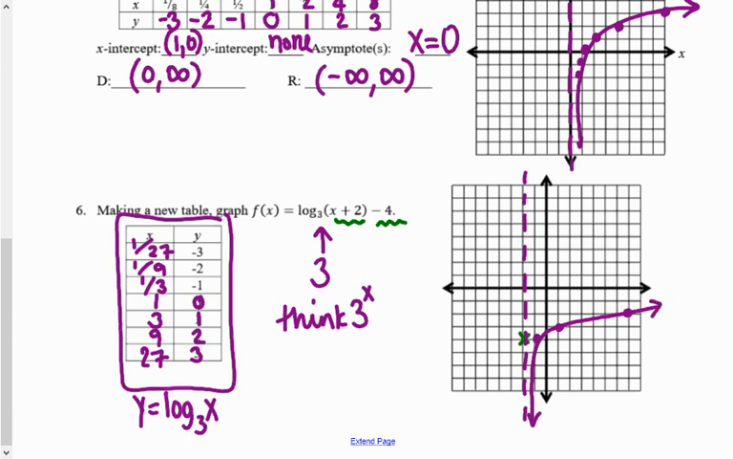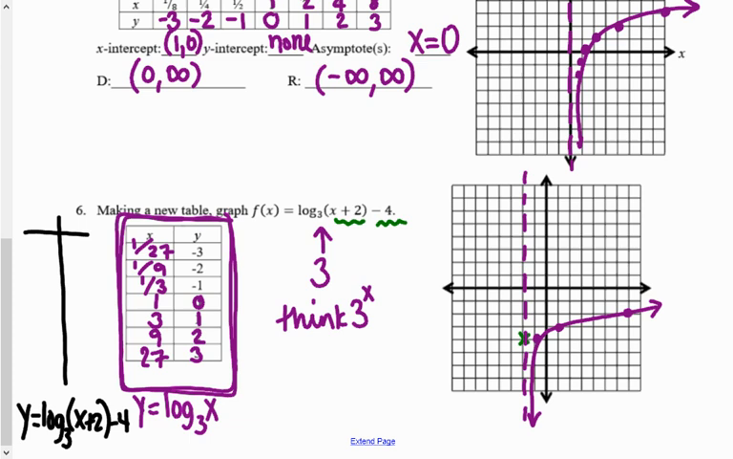By the way, this was the table over here for our parent function. On your practice, you're going to have to do some other tables. If I wanted to do the table for y equals the log base 3 of x plus 2 minus 4, just realize when I'm making my table, all my y values had a -4 with them. So I'm just going to take my y values and subtract 4 from them. So that would be -7, -6, -5, -4, -3, -2, and -1.